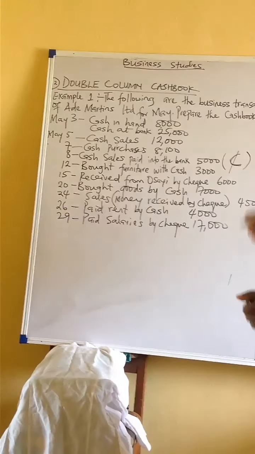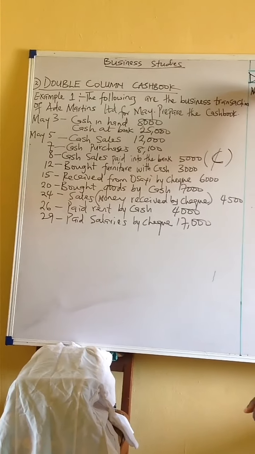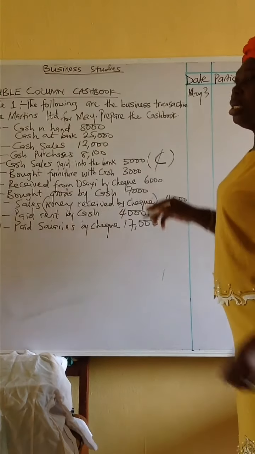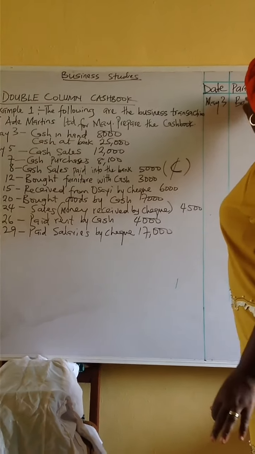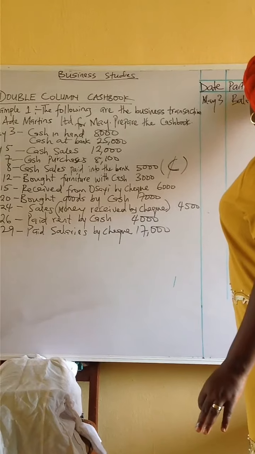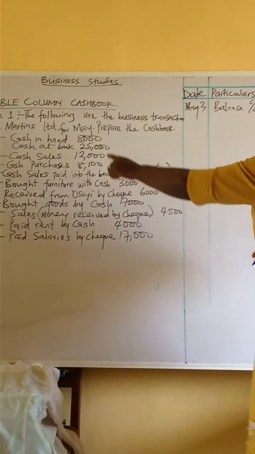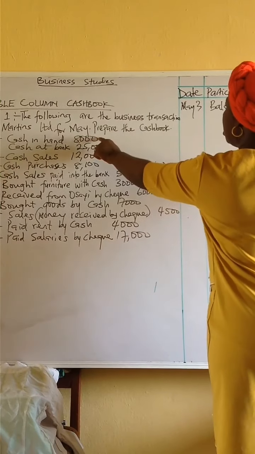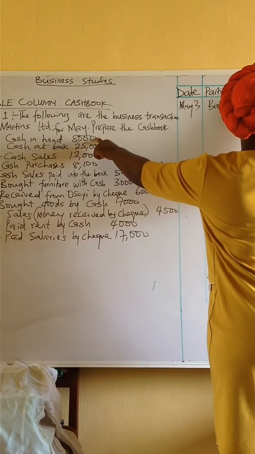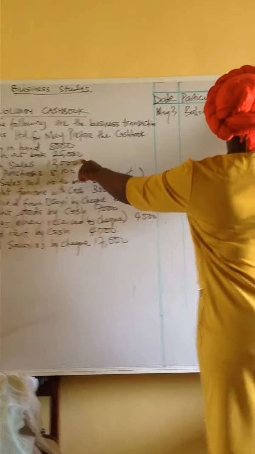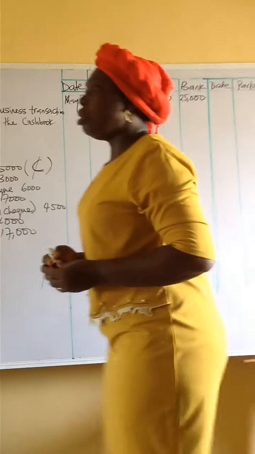First one, May 3rd. Cash in hand, cash at bank. These are balances. So you simply put balance carried down because it's from previous. So in hand, this is cash, you record it under this column. In bank, this is 25,000. That is how it is recorded.